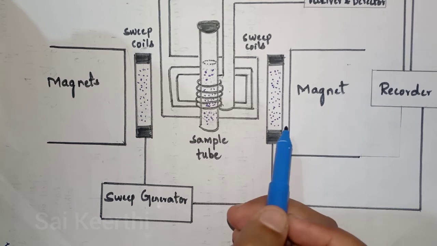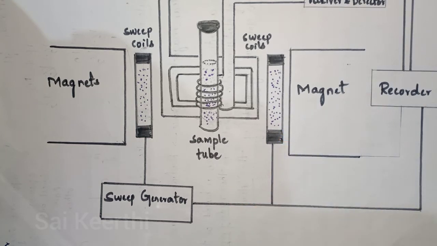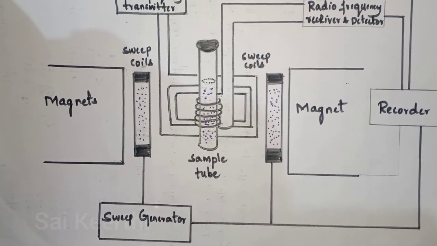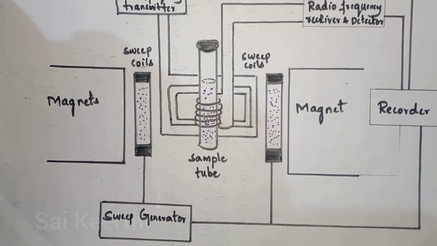When the nucleus excites and goes to the beta spin state, the resonance will occur while returning from the beta spin state. Why? Because it is a less stable state. It can't stay longer in the beta spin state. While the nuclei return from the beta spin state to the lower energy state, that is the alpha spin state, the information is obtained about the sample.